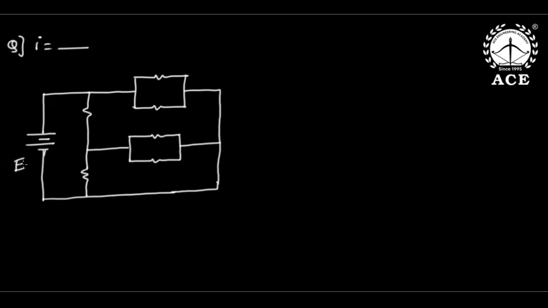This is E. This is 3R, 4R, 2R, 4R, 2R, 4R. The current in this 4R branch is 1 ampere, and now he's asking to find this current I in this 2R branch. Very interesting. Everybody find current I.